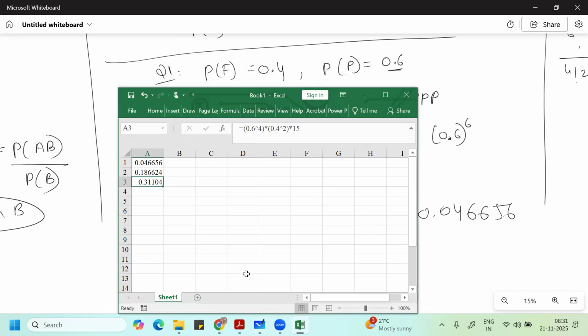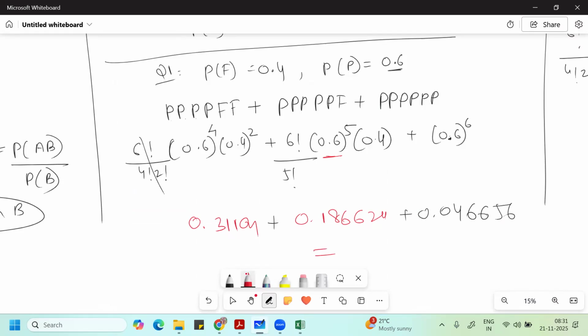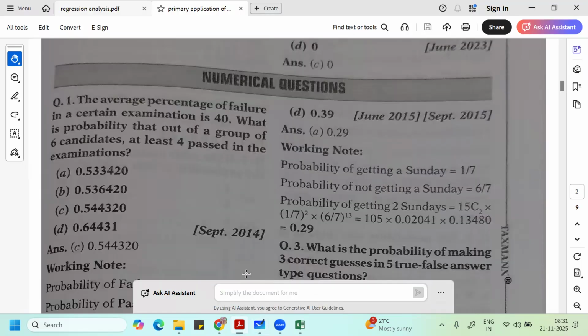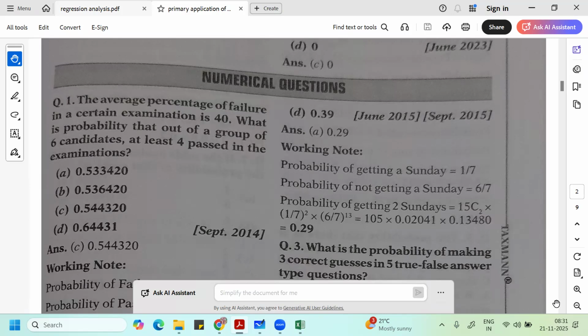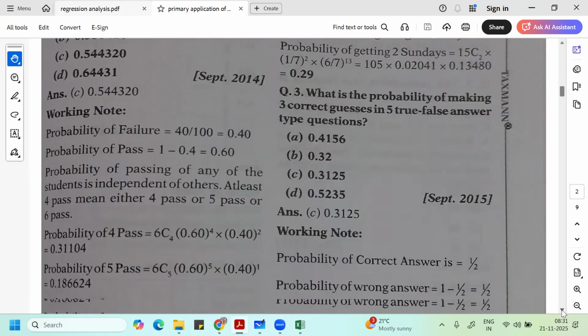So if I add this, the answer is 0.54432. This is my answer. The answer is option C. Clear? So use a calculator, you will get the answer very easily.